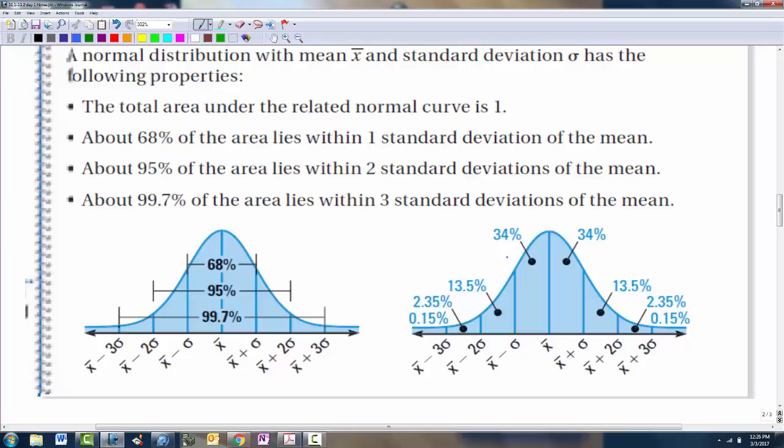95% of the data is two standard deviations away from the mean. That means, well, now we got to do some math. Here's the 68%. They have 95% of the data be from here to here. That leaves 13.5% in these little positions. Go ahead and mark that down.